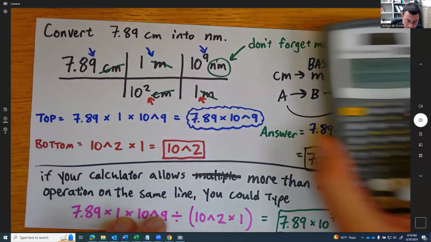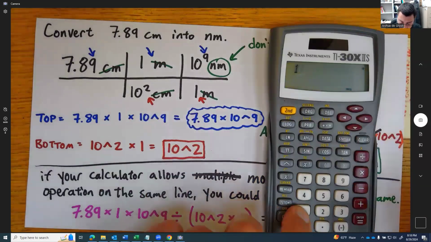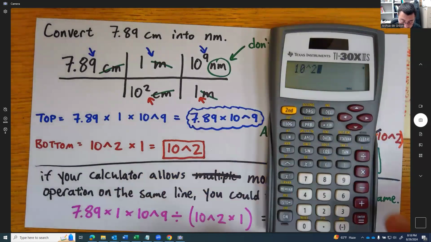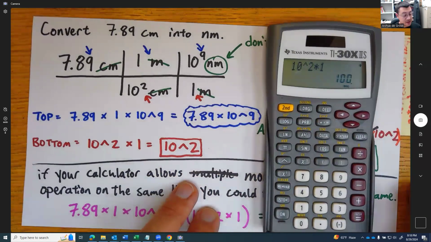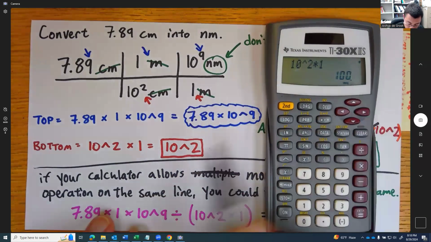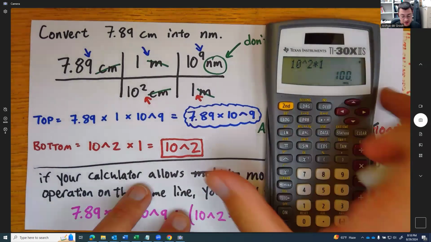And then for the bottom, I'm sure some of us have the confidence to do it in our head, but not everyone. Some people just want to type everything, so I'll just do that. 10 to the second power times 1, and we get 100, which is the same as 10 to the second power.